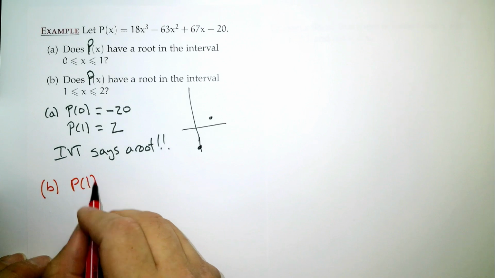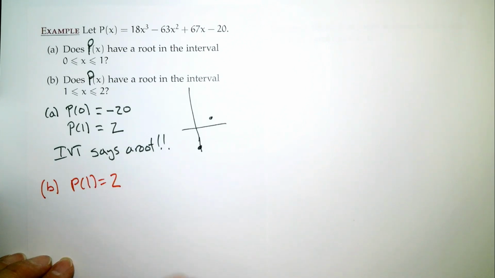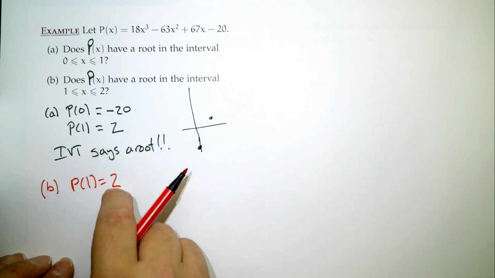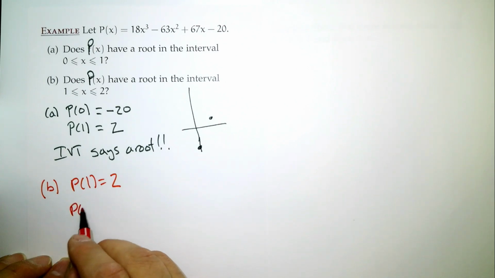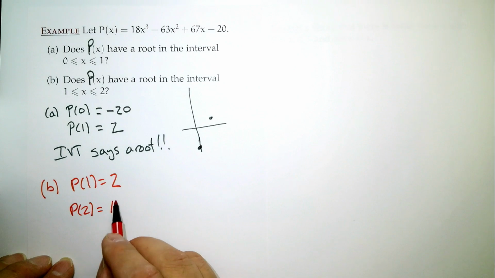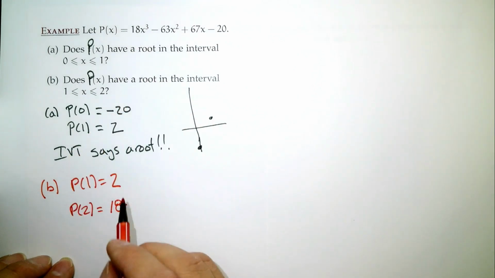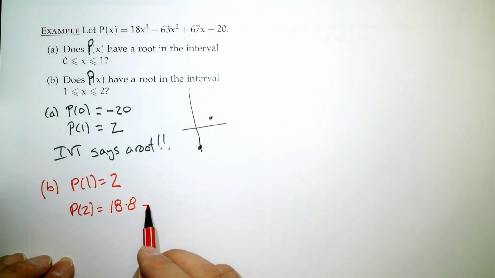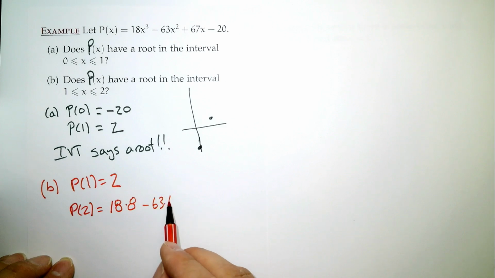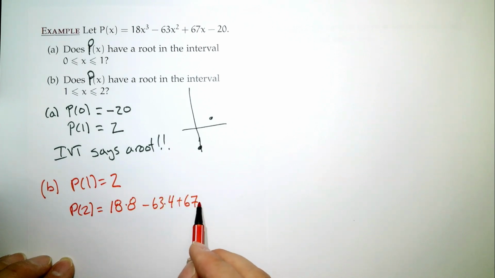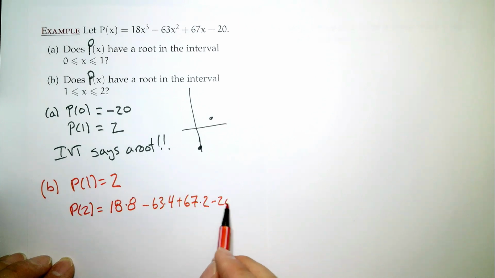All right, 1. Well, we know what happens when we evaluate at 1. We got 2, because I'm just going to copy my work. 2. Well, what is that? Well, it's 18 times 2 cubed, which is 8, minus 63 times 2 squared, which is 4, plus 67 times 2 minus 20.